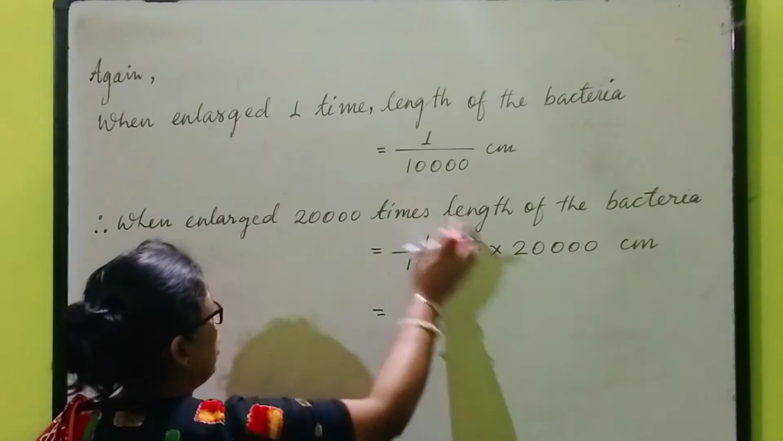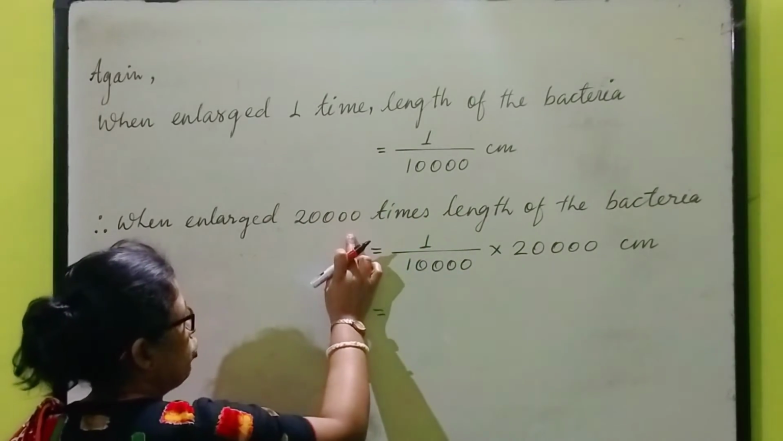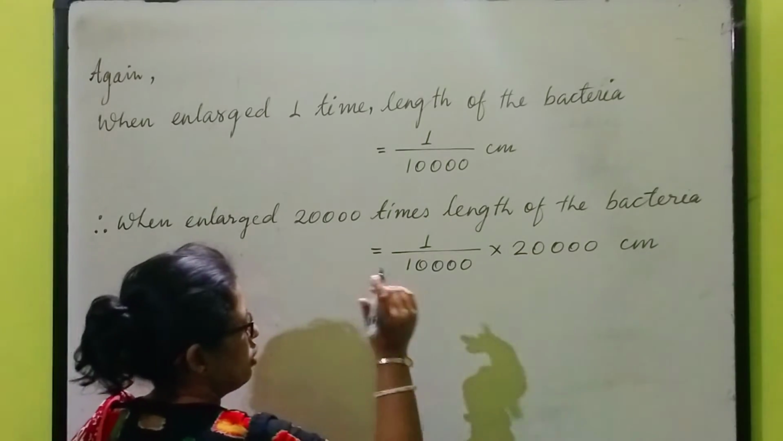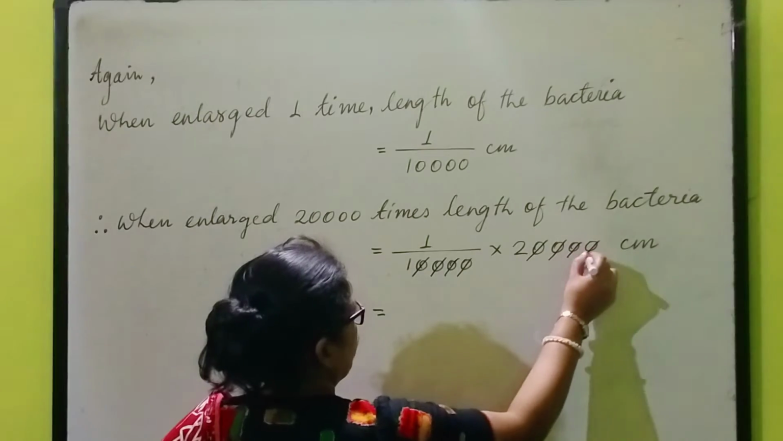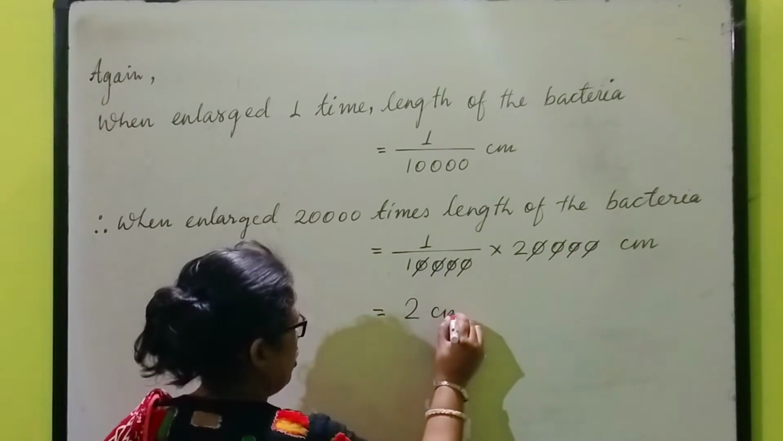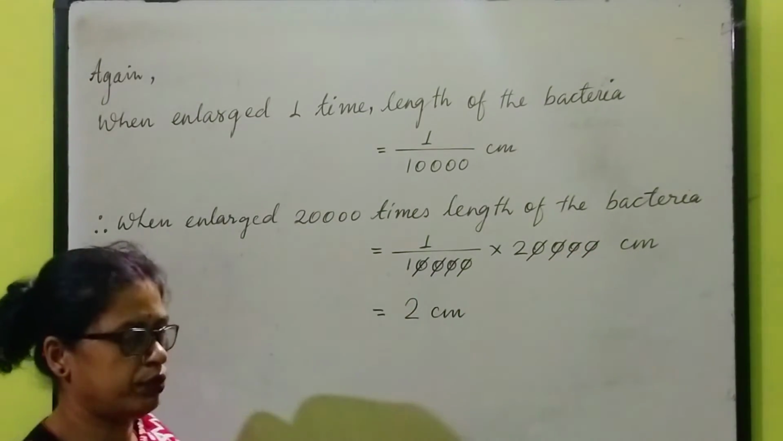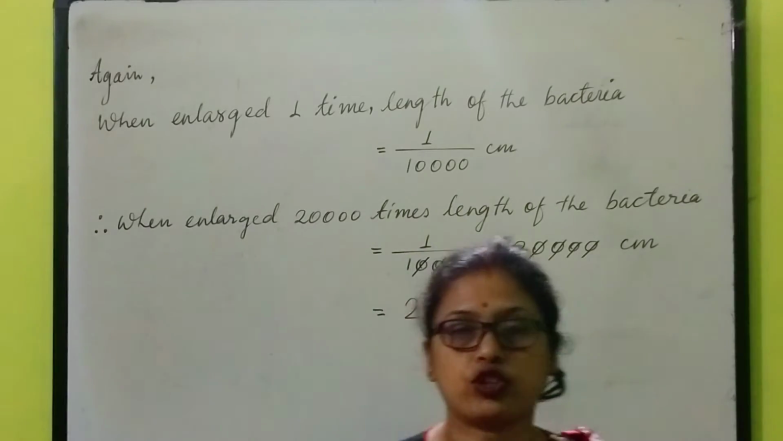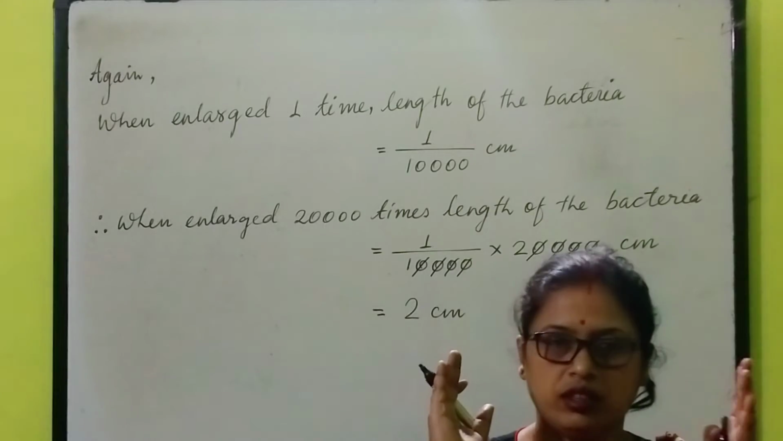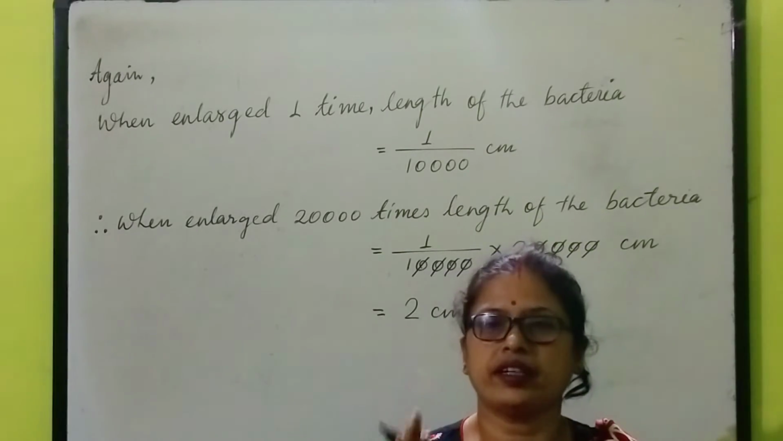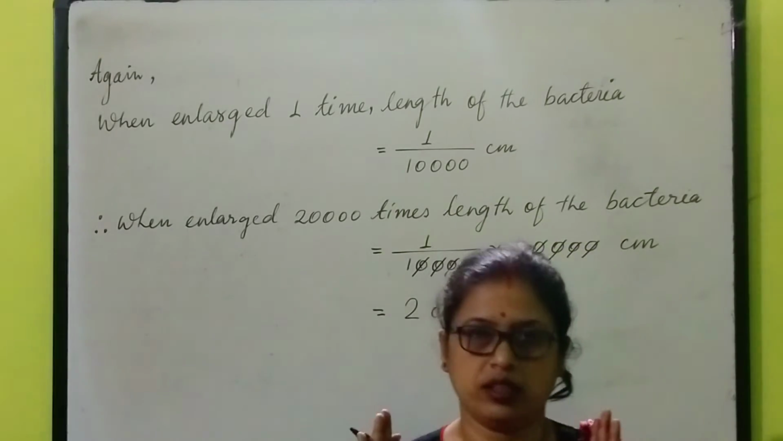Increase means multiply. In place of 1 you have written 20,000, so multiplied by 20,000. Now very easy. That means what, the answer? The answer is 2 centimeter. That means when the photograph has been enlarged 20,000 times, the attained length of the bacteria is 2 centimeter.